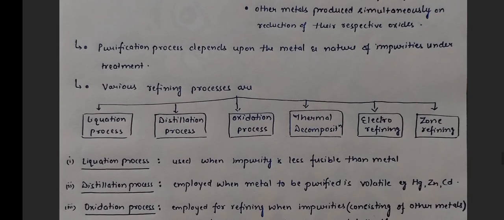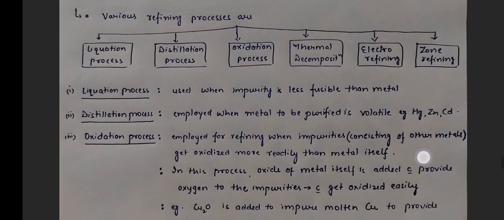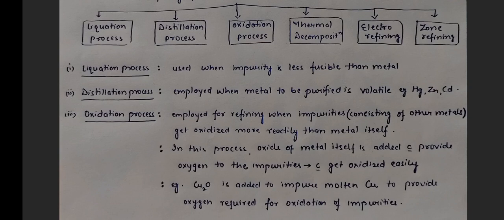Various refining processes are liquefaction process, distillation process, oxidation process, thermal decomposition, electrorefining, zone refining. Liquefaction process is used when impurity is less fusible than metal. Distillation process is employed when the metal to be purified is volatile. Example, Hg, Zn, Cd. Next is oxidation process, employed for refining when impurities consisting of other metals get oxidized more readily than the metal itself.